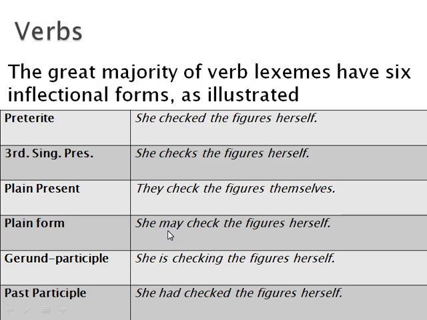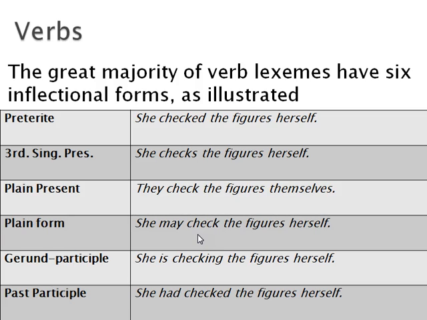The plain form. She may check the figures herself. The plain form, although it looks like the plain present, is this really a present tense? She may check the figures herself. Am I really talking about the present when I say she may check the figures herself, or about a possible future? I'm talking about a future possibility. So the plain form is the infinitive, used after the so-called anomalous verbs: the infinitive after may, after should, after could, after ought to.